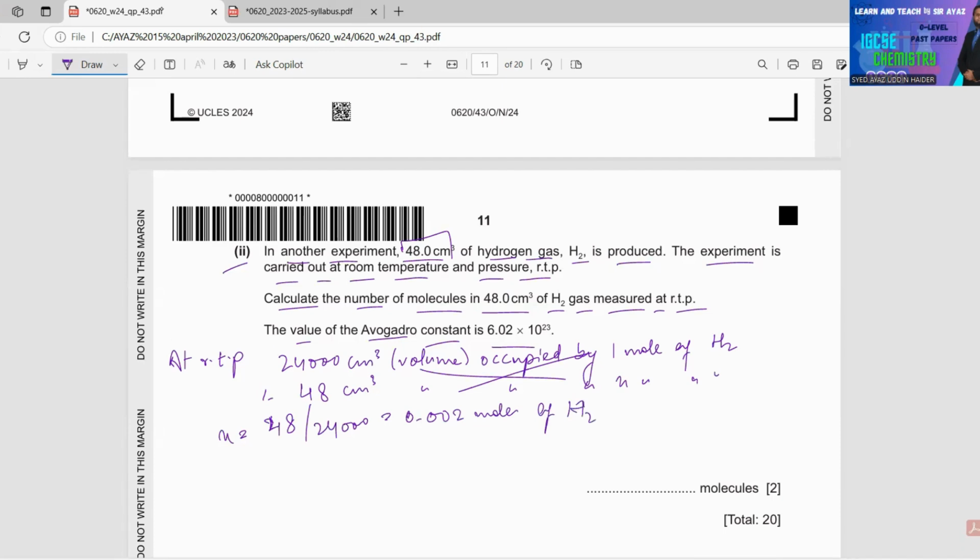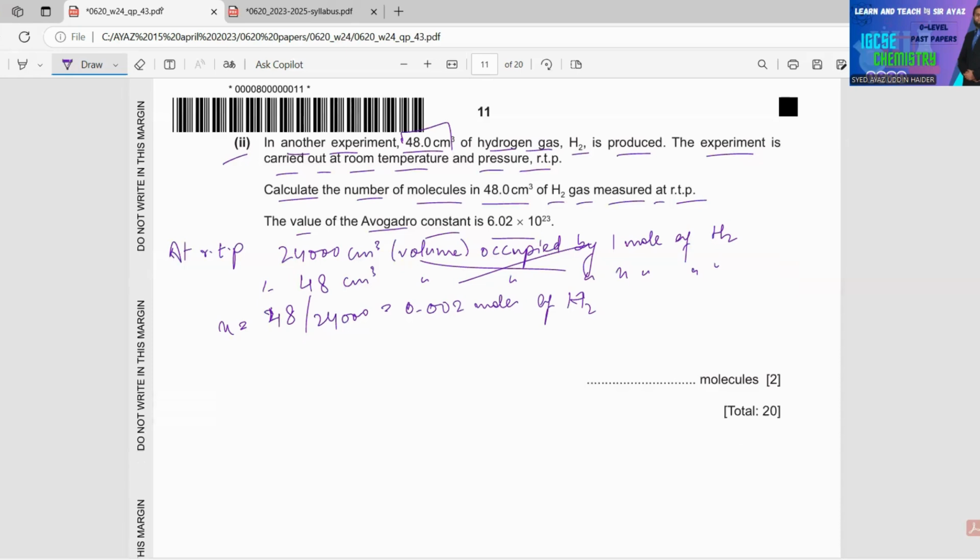Now you got the moles of H2. You can easily calculate the number of molecules. You simply have to multiply these moles by the Avogadro number. So number of molecules: we have 0.002 times 6.02 times 10 to the power 23. The answer must be 1.204 times 10 raised to power 21 molecules.